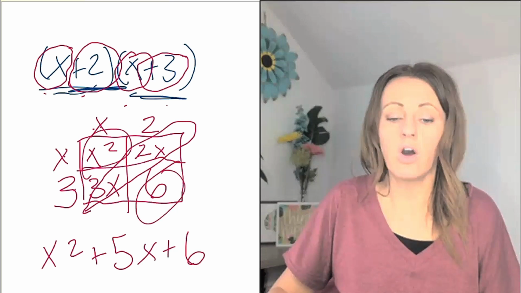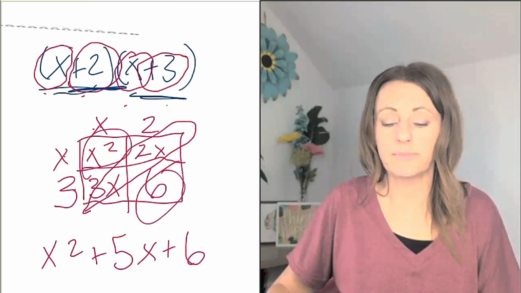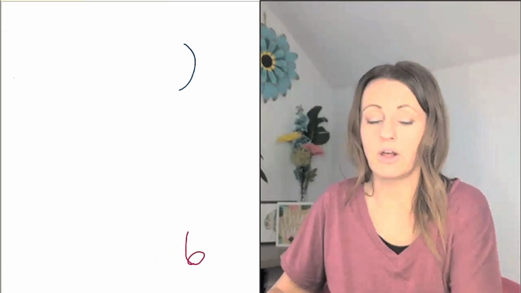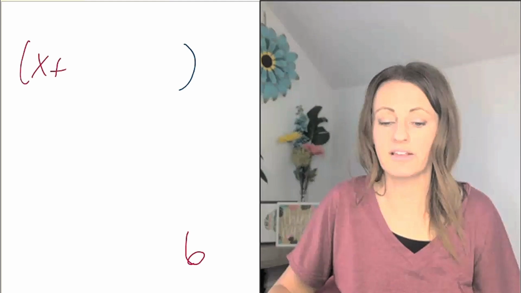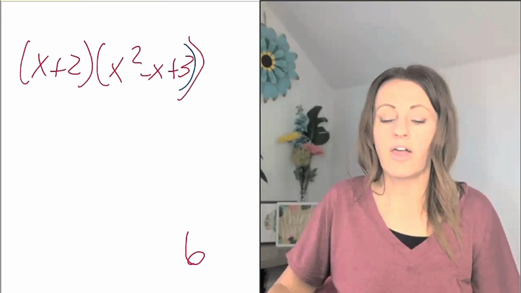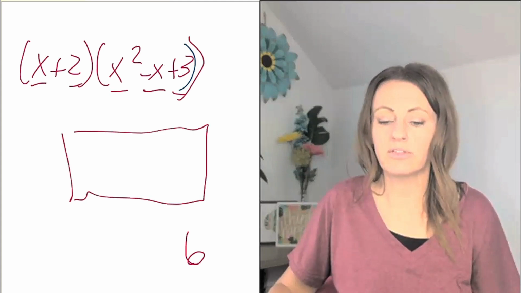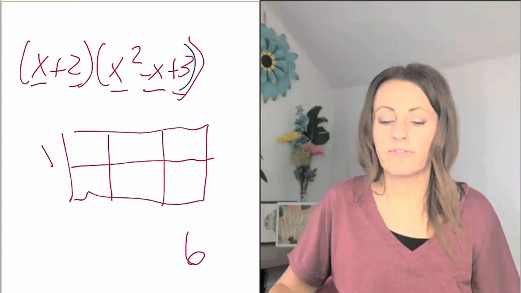So I would recommend doing arrays, because when they get to multiplying a binomial by a trinomial, like x plus 2 times x squared minus x plus 3, this is going to be a 2 by 3 grid, right? So 2 by 3, and I'm going to write every term of the first one on one side.